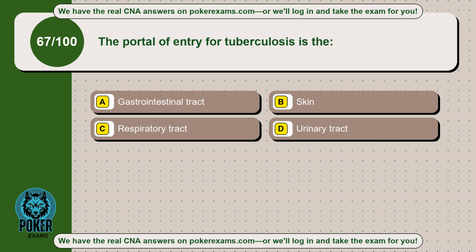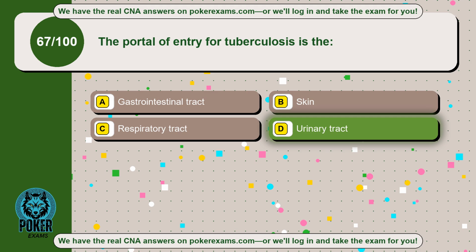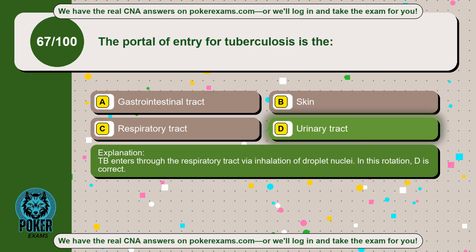Question 67. The portal of entry for tuberculosis is the: Option A, gastrointestinal tract. Option B, skin. Option C, respiratory tract. Option D, urinary tract. The correct answer is option D, urinary tract. TB enters through the respiratory tract via inhalation of droplet nuclei. In this rotation, D is correct.